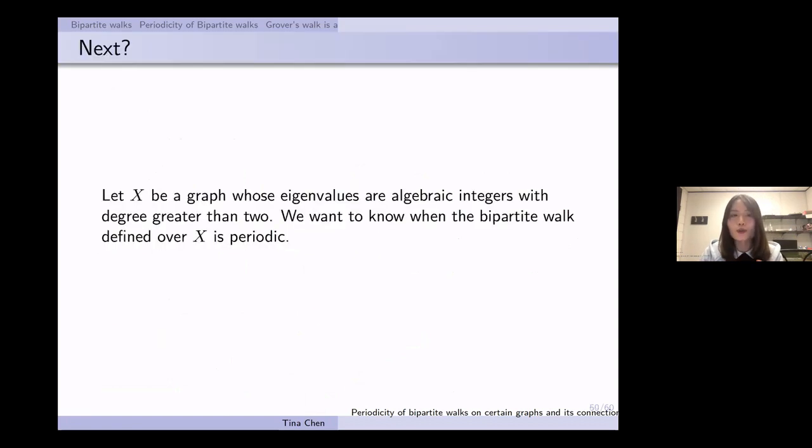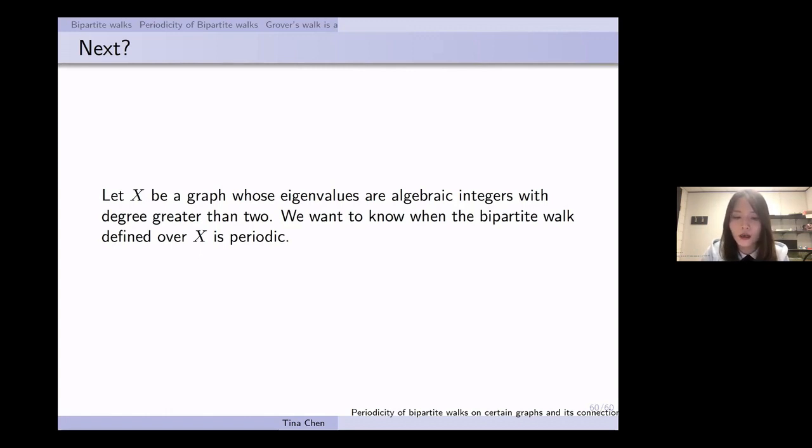Okay, so what are our next steps? Here, we restrict the spectrum of the underlying graph to be algebraic integers with degree at most 2. So a very natural question to ask is what if it has degree greater than 2? In that case, we want to know when the walk defined over the graph X is periodic. On the other hand, a more ambitious goal is this: in continuous walks, we know there's a very nice characterization called the ratio condition for the periodicity of continuous walks.